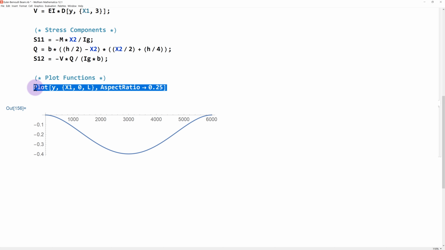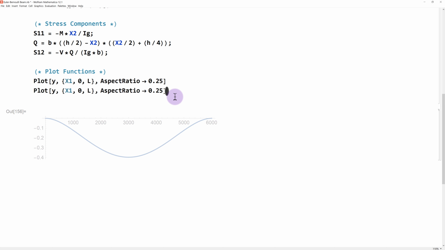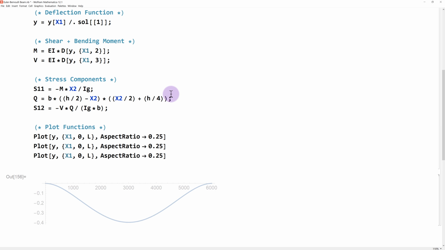Now, taking this exact same plot, what we can do is we can copy it, and I'm just going to go down, and I'm going to paste it twice, because just like the deflection function, both the moment and the shear functions are just a function of x1.